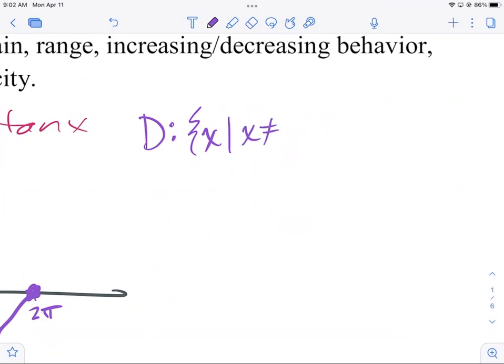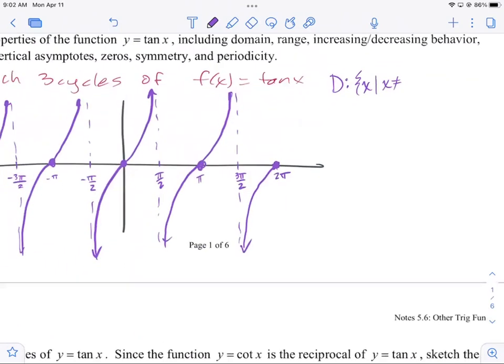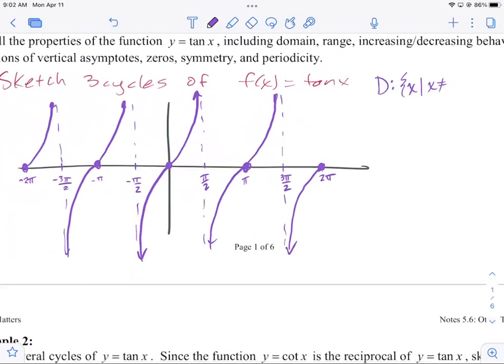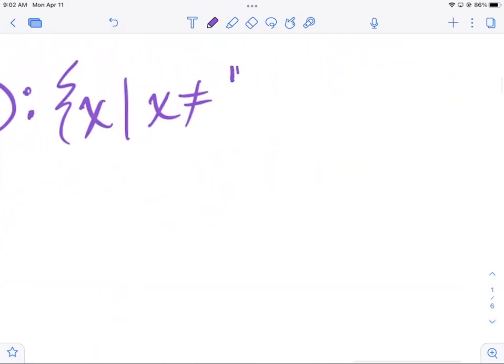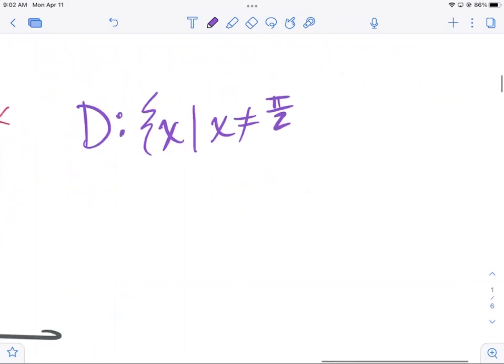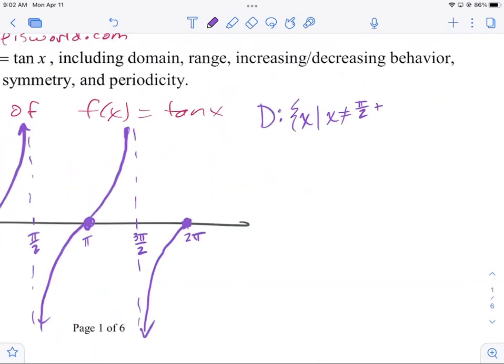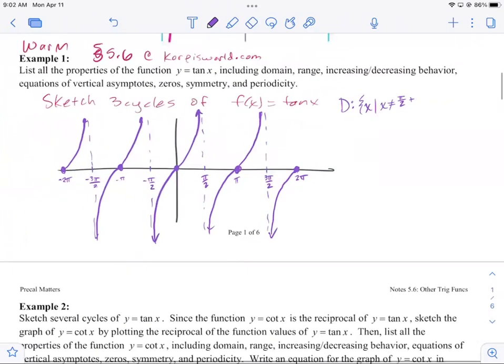It's going to be really hard to list the domain in roster notation or interval notation because there are so many infinite discontinuities. So all we have to do is say x can't equal, and you pick your favorite vertical asymptote. My favorite one is pi halves because it's the first positive one. So x cannot equal pi halves. So there's where the first one exists. And then all you have to do is say plus multiples of how often they occur. They do occur at regular intervals, right? Plus or minus. Well, we're going to say multiples of, which is integer multiples of.